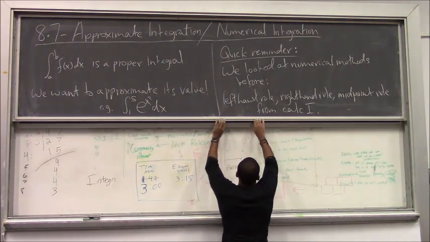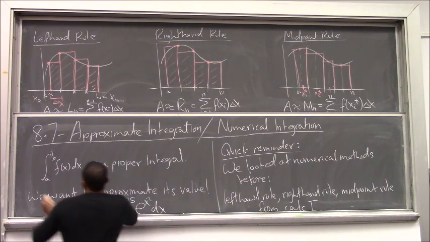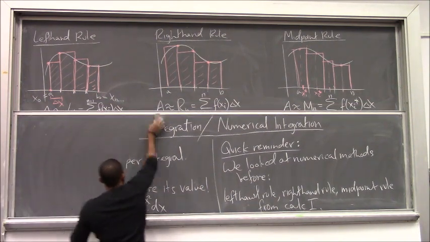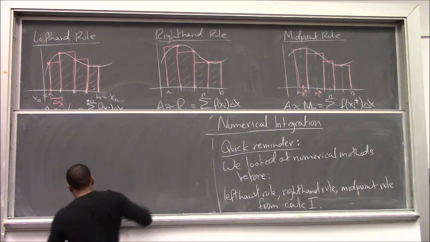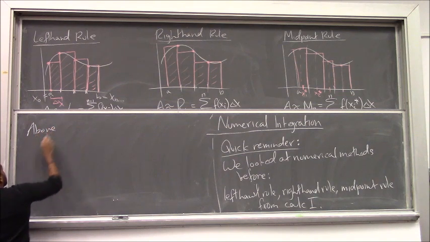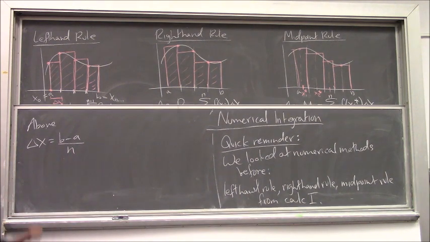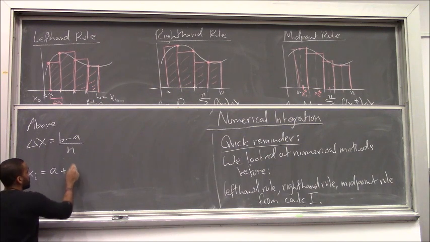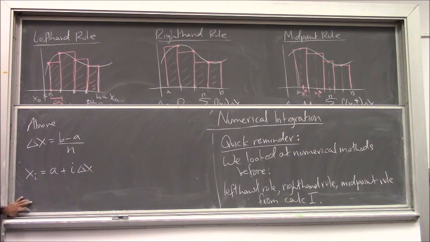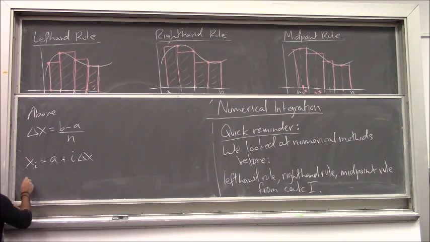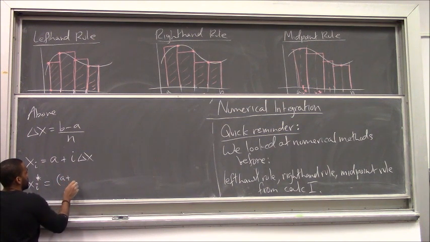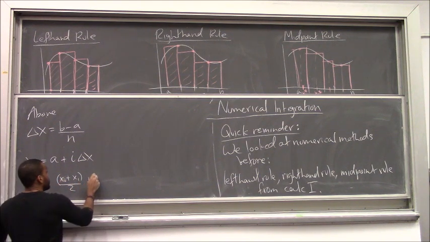And find our delta x. Above, your delta x was equal to (b minus a) over n. That's actually still going to be true for the new methods that we're going to learn. And your xi was given by whoever the first guy was, plus i times delta x. And xi star, not as well remembered. I mean, on the quiz, if you wrote this down, I would give you the credit. But for the midpoint rule, technically you start at x0 plus x1, or you average them, and that's your starting point, and then you add the i delta x.